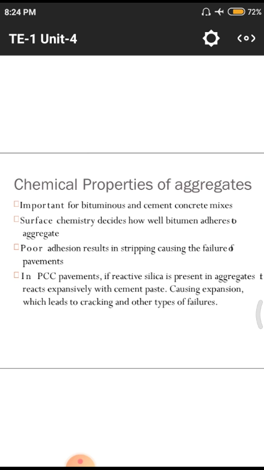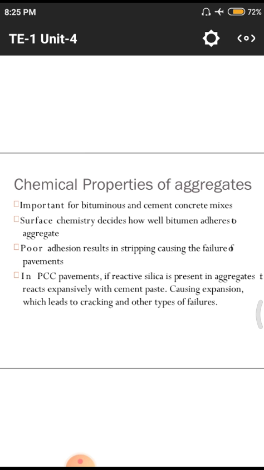Likewise, the surface also has some chemical phenomena. Whenever we pass some rays on the surface of a road, they will give some readings, so that the surface chemistry will give us the things we have to know and observe. Surface chemistry decides how well the bitumen adheres to the aggregate. That means what is the bond between aggregate and bitumen? Is it a destructive bond or a constructive bond?